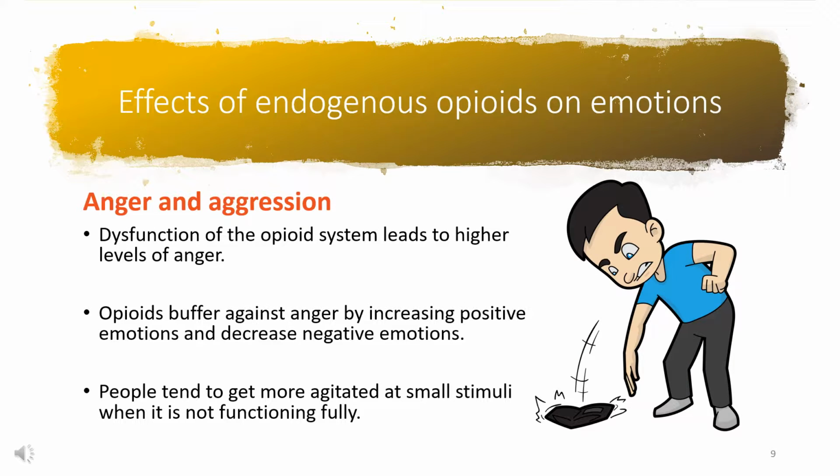In anger and aggression, people with dysfunctional opioid system have higher levels of anger. This is because they release fewer opioids. Opioids buffer against anger by increasing positive moods and decreasing negative moods. When no longer functioning fully, people tend to get agitated at smaller stimuli.